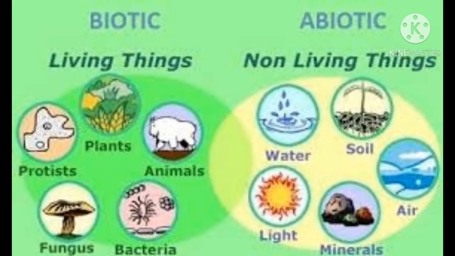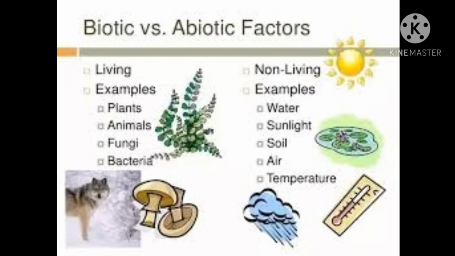Children, in our environment, we can see both living and non-living things, right? Living things are also known as biotic factors and non-living things are known as abiotic factors. Some examples are given below. Examples for living or biotic factors are plants, animals, fungi, bacteria, etc. Then what about non-living things or abiotic factors? Yes, water, sunlight, soil, air, temperature, etc.